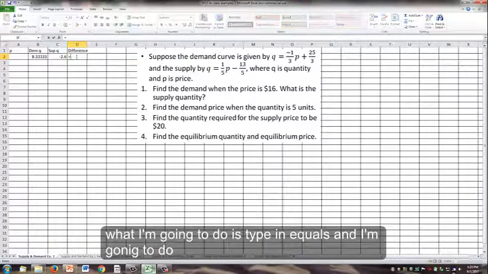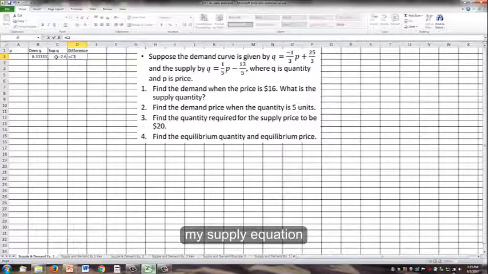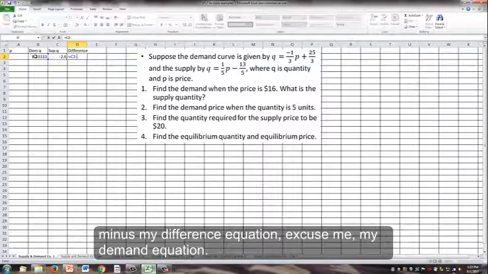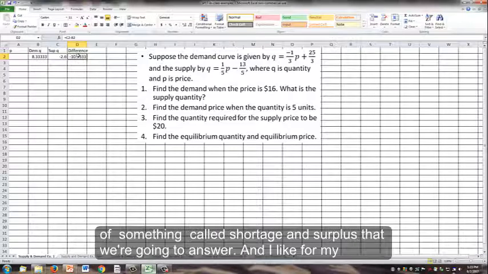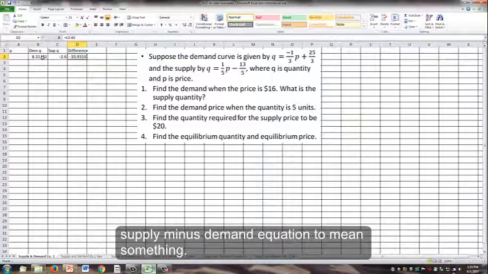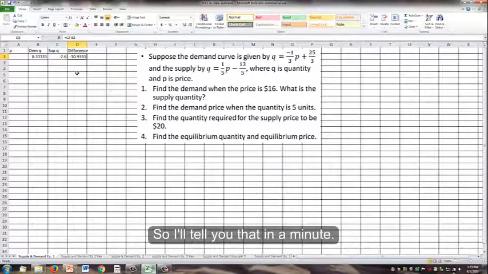So what I'm going to do is type in equals, and I'm going to do my supply equation minus my demand equation. Now you could do demand minus supply. I like to do supply minus demand because of something called shortage and surplus that we're going to answer, and I like for my supply minus demand equation to mean something. So I'll tell you that in a minute.